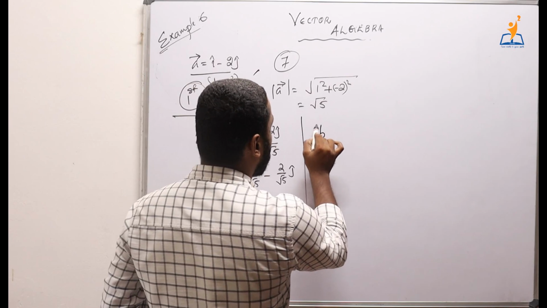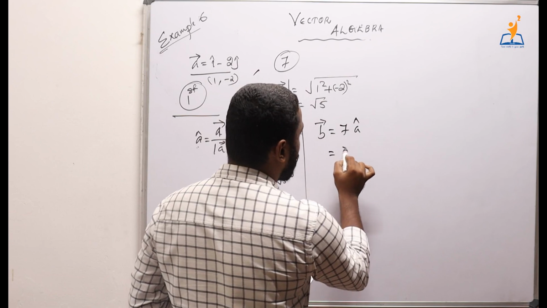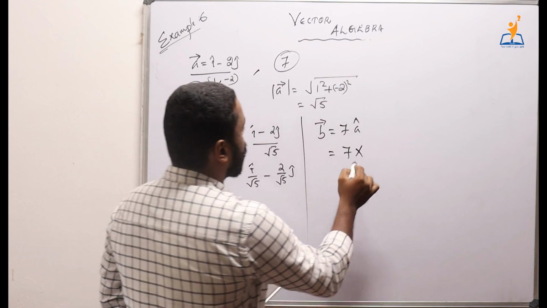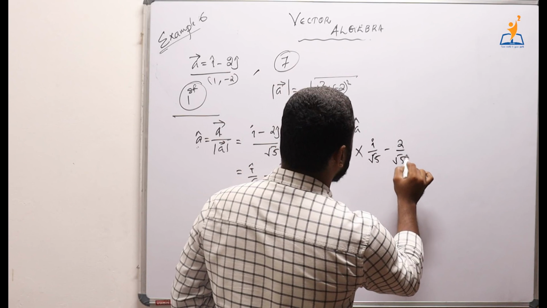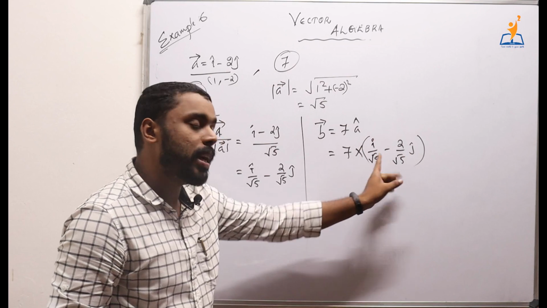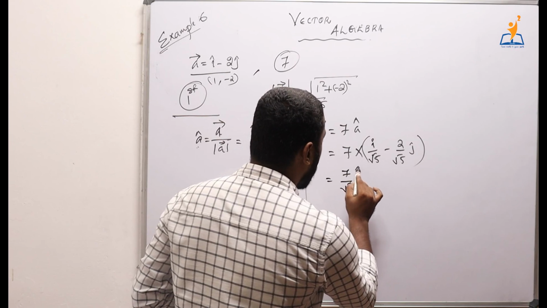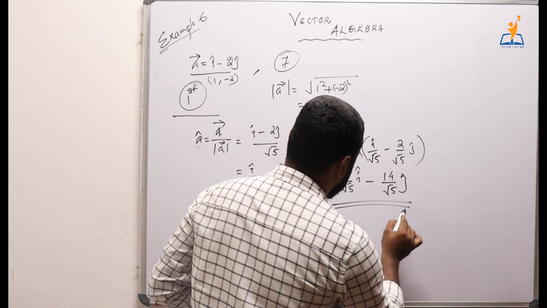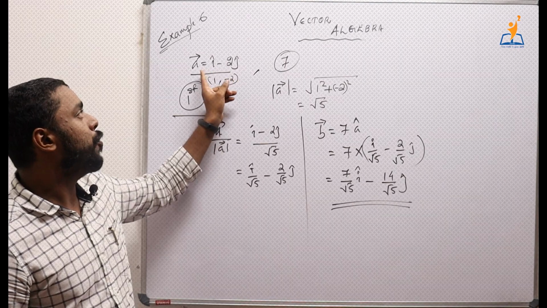So the new vector B bar is equal to 7 into A cap, which is equal to 7 into A cap. A cap is nothing but i by root 5 minus 2 by root 5 j cap. Now in order to multiply a vector with a scalar, we have to multiply each component. So it will become 7 by root 5 i cap minus 14 by root 5 j cap. So this is the answer. So this is the vector with the magnitude 7 units which is in the same direction as A.